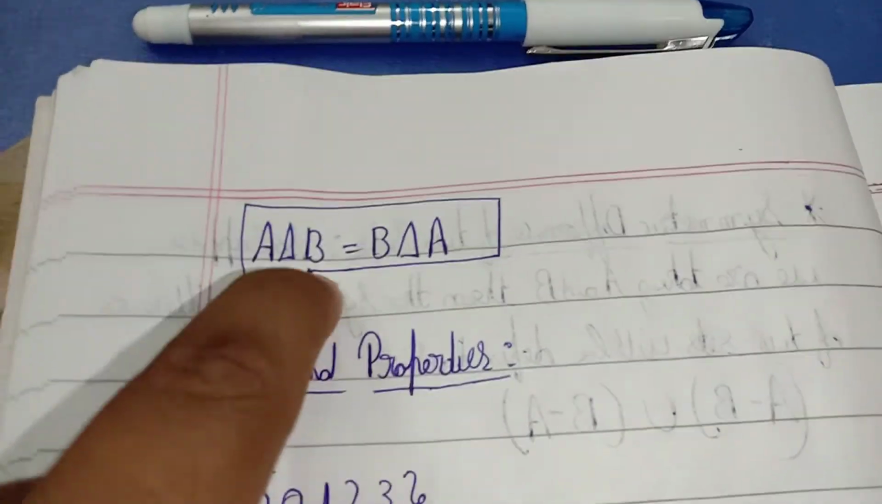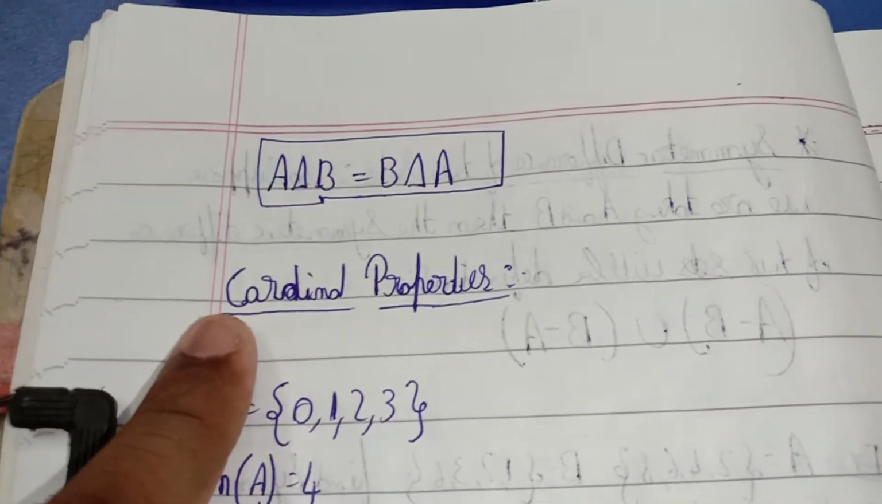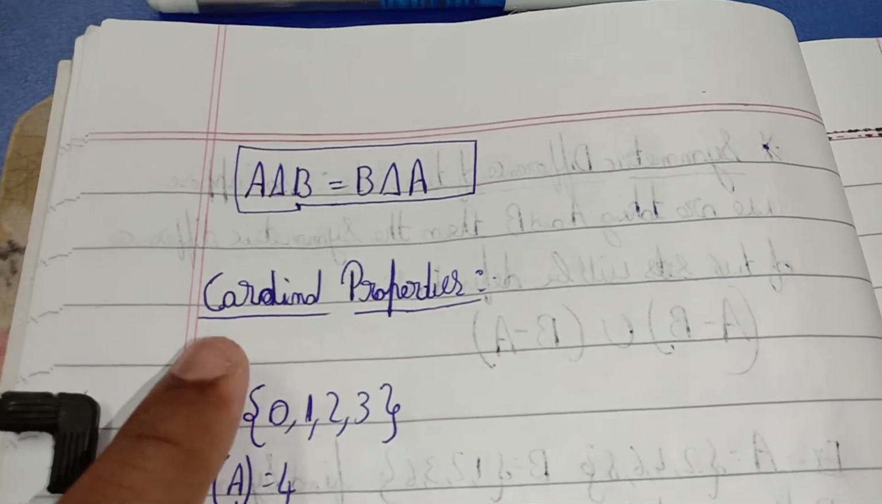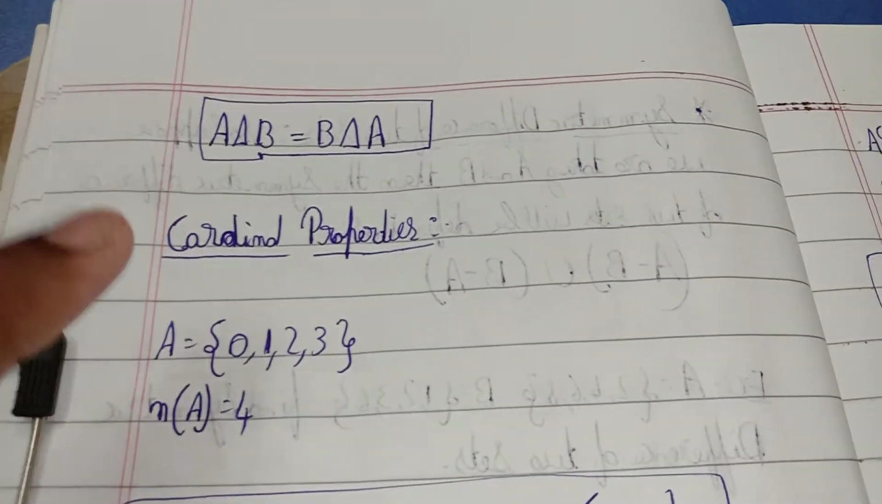This is the formula, and the another subtopic, the final subtopic in sets, is cardinal properties. In this I will tell some formulas.